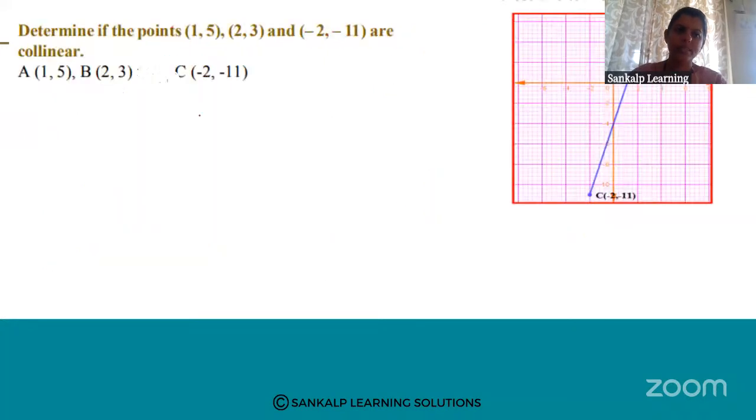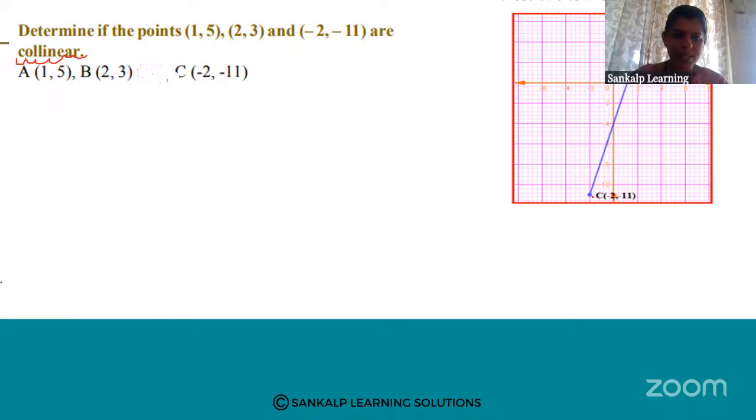Now, determine if the points (1, 5), (2, 3) and (minus 2, minus 11) are collinear. So what they have asked here, collinear. If you plot a graph for these points, then you will get this type of graph. This is point A, this is point B, and this is point C. 1, 5 are coordinates of A, 2, 3 are coordinates of B, and minus 2, minus 11 are the coordinates of C. In order to find out whether they are collinear or not, first we should find out the distance between A and B, B and C, and A and C.